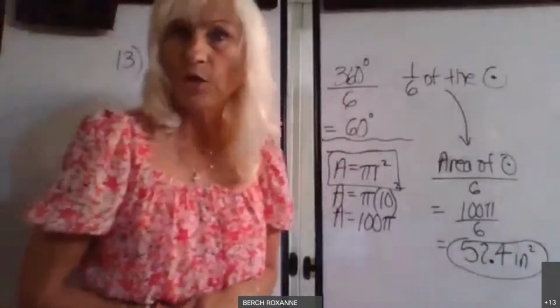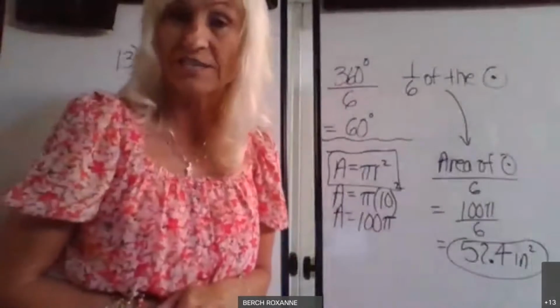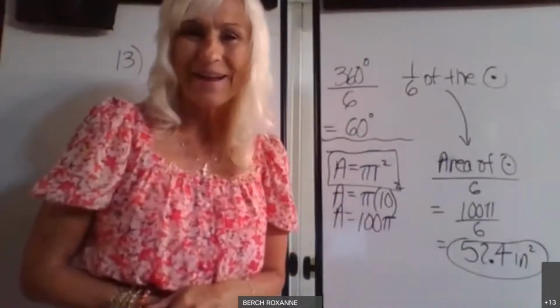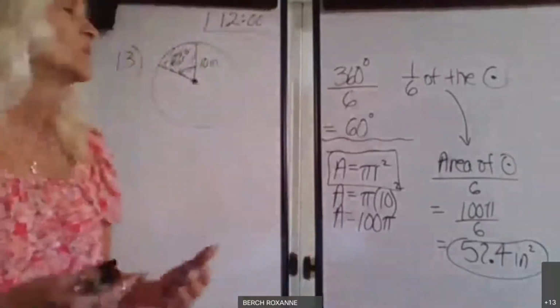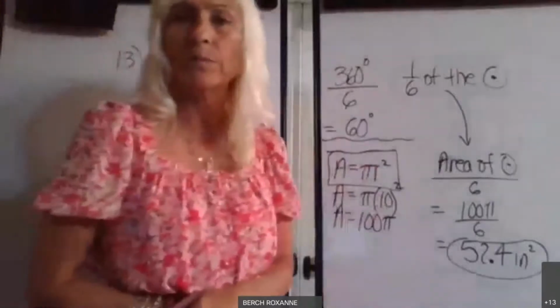Now, I don't know if that's going to work for everything, because what if this wasn't 60 degrees? What if it was 57 degrees? It may not work, right? But I thought it was cool how this group figured out that it was a sixth of a circle. So this is one way to do it.